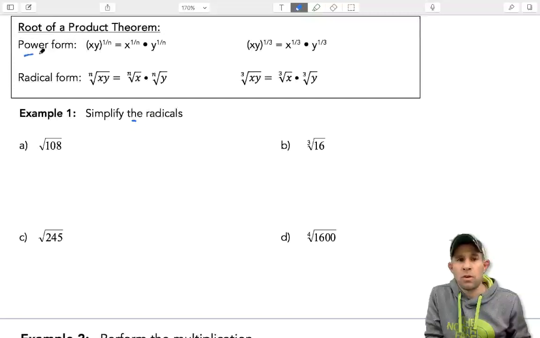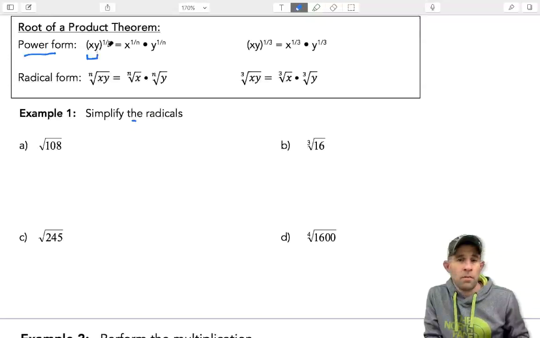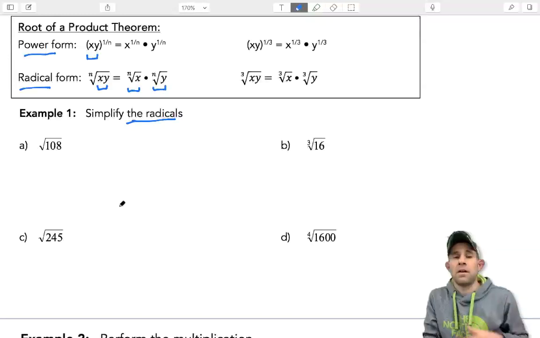Now, if we're going to write it in power form, then we have a product x times y to the 1/nth power. Remember, that power needs to go to both of those factors. So that's x to the 1/nth times y to the 1/nth. If we're going to write it in radical form, then we'd say the nth root of x times y is the nth root of x times the nth root of y. So let's look at a few examples and see how this works.